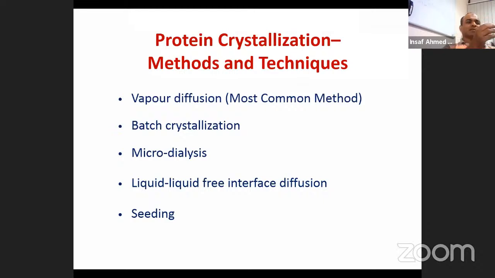Microdialysis is very simple. Because you cannot take a bigger dialysis membrane, you take a small membrane, put your protein in it, and put it in a precipitant. The container should contain the precipitant instead of any other buffer. Because protein is present inside and precipitant is outside, exchange will start happening through the dialysis membrane, and at one stage it will form crystals. Okay, so these are the different methods.